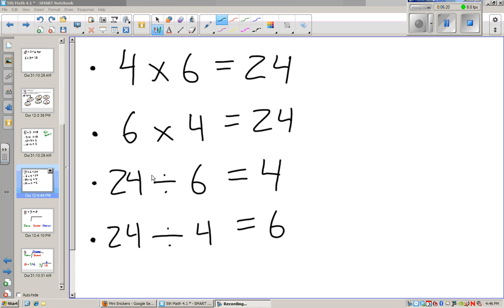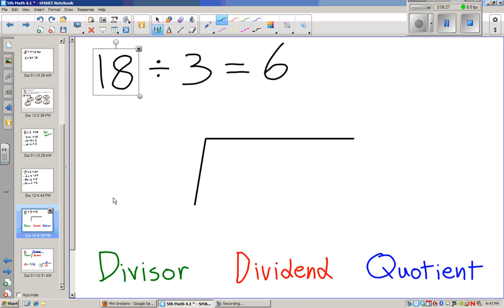All right, so now that you know how to use fact families to help you figure out division problems, let's go ahead and try to work on that last goal that we had, which was to use these terms: divisor, dividend, and quotient. And these are all the different parts of a division problem. So here's that original problem we were working with. 18 divided by 3 equals 6.